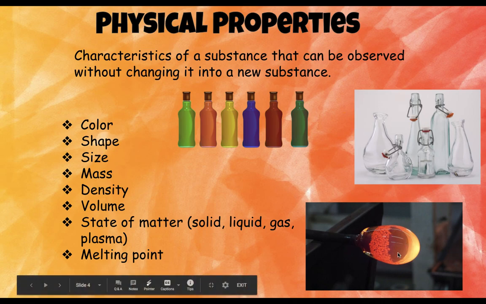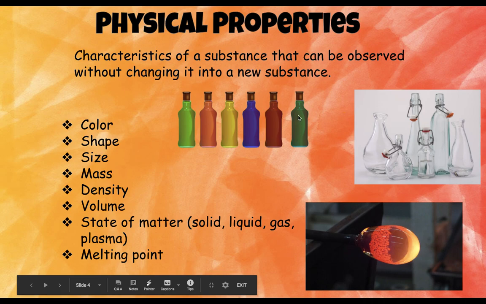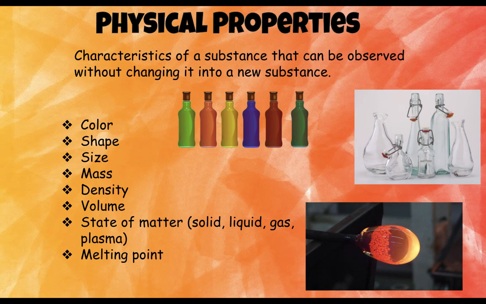I can melt this glass. Is it still glass? Yup. The melting point of glass will stay the same. So I can change the color, the shape, and size. I can melt it. It is still glass. Those are physical properties. No matter what I do to it, it stays the same. I'm not getting a new substance.